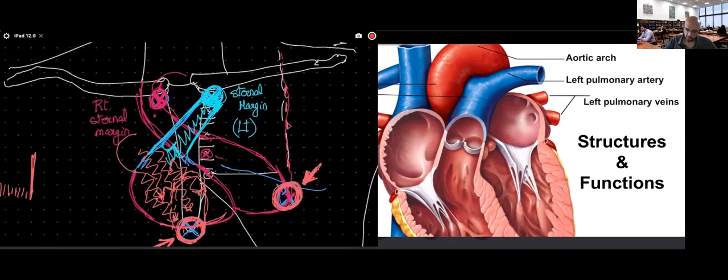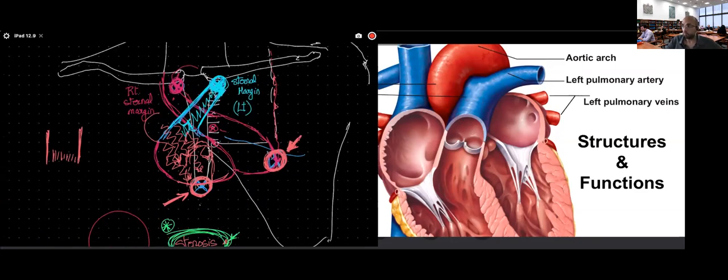So again, where would I hear the different valves? Mitral valve, you can best hear here at the apex of the heart, which is the fifth intercostal space at the mid-clavicular line. Where would you hear best a murmur resulting from a tricuspid valvular defect? At the xiphoid process of the sternum, the lower end of the sternum.